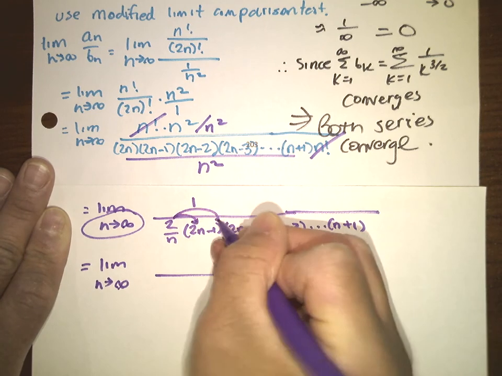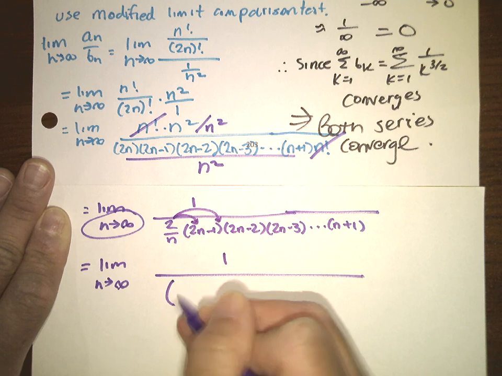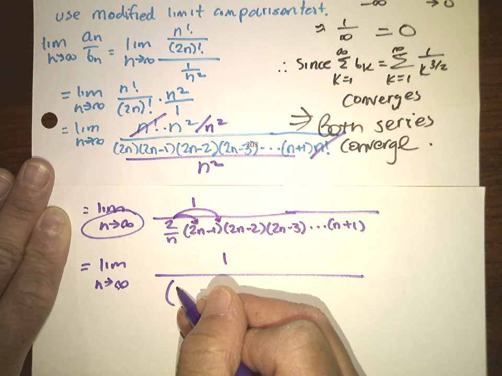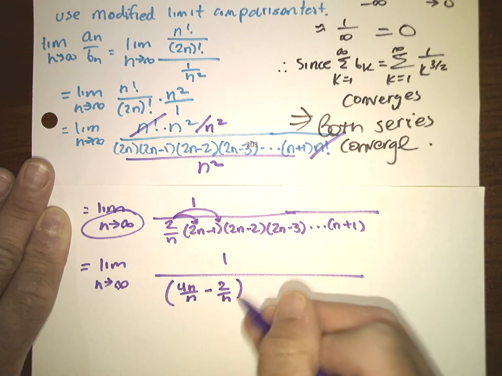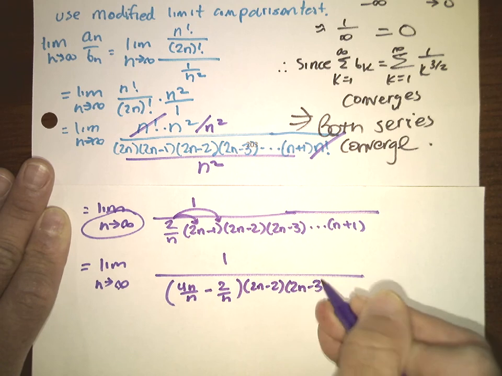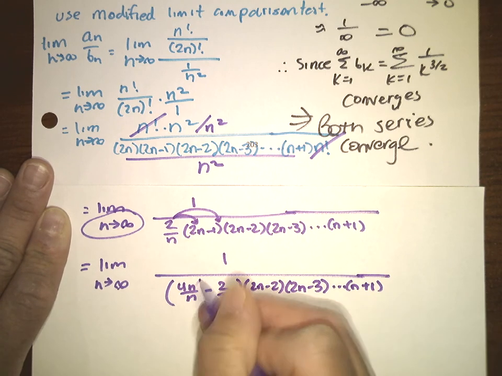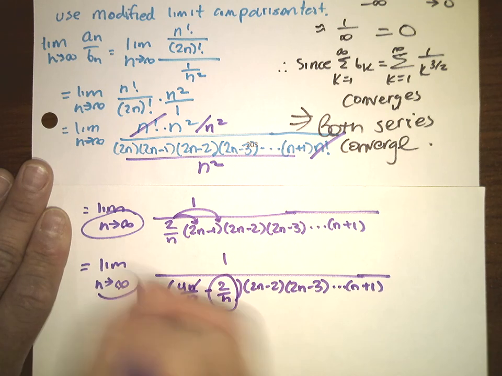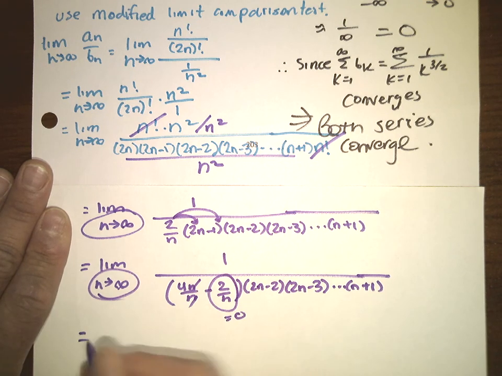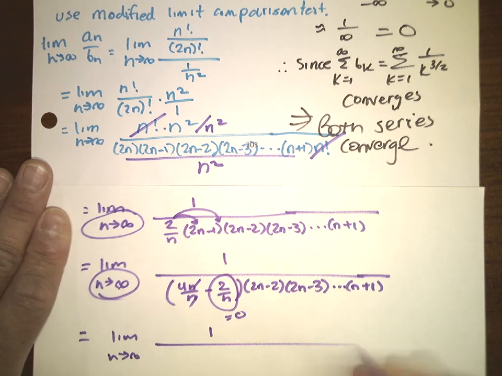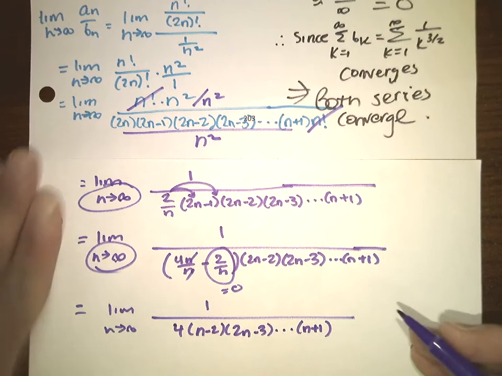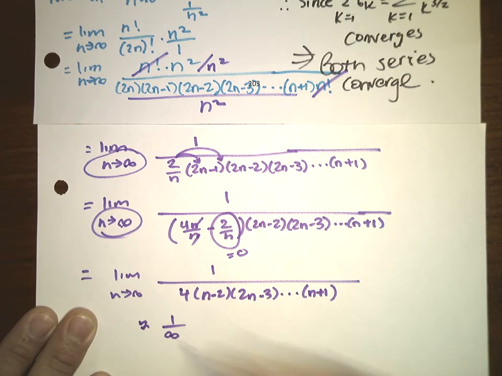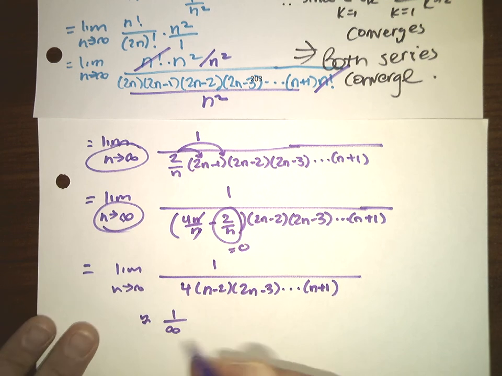So I'm going to distribute this into the first factor here. So I have 2n times 2, that's 4n over n minus 2 over n, then times 2n minus 2, times 2n minus 3, all the way to n plus 1. Then these n's divide out, and as n goes to infinity, this goes to 0. So this ends up being the limit as n goes to infinity of 1 over 4 times 2n minus 2, 2n minus 3, all the way to n plus 1, which is 1 over some really large number. So that ends up being 0.